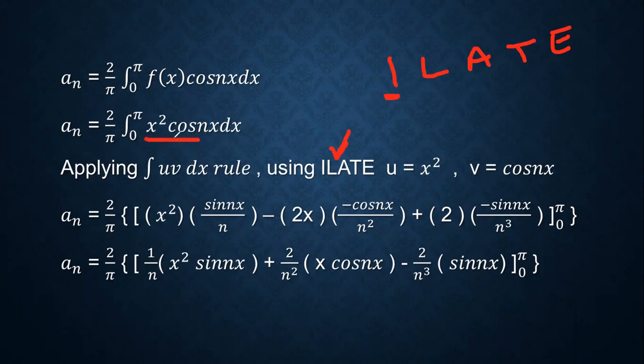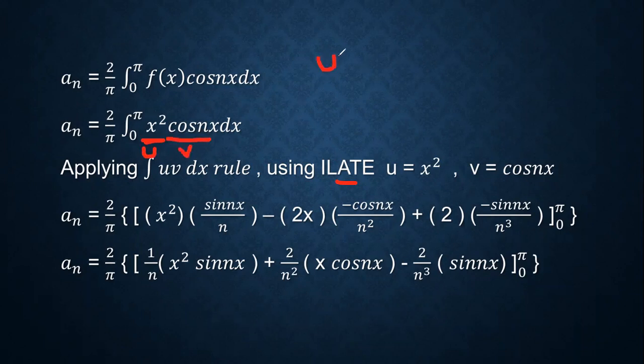There are no inverse trigonometric functions in the given function. Logarithmic function, there is no logarithmic function. Algebraic function, yes, we have an algebraic function here. What is the algebraic function? x square. So x square, x cube, x power n, whatever it may be, all come under the algebraic function. Now this will become the u function, and the remaining second function can be treated as the v function.